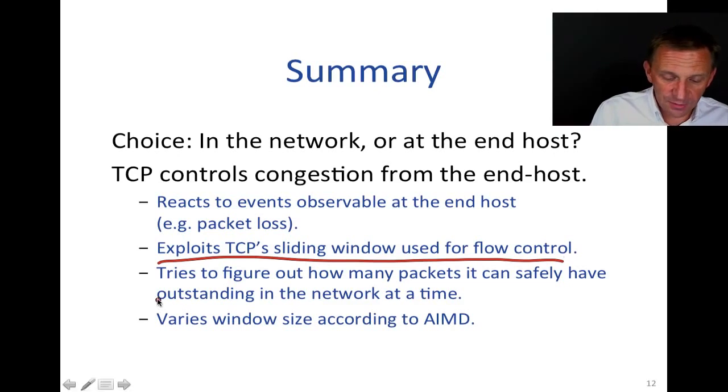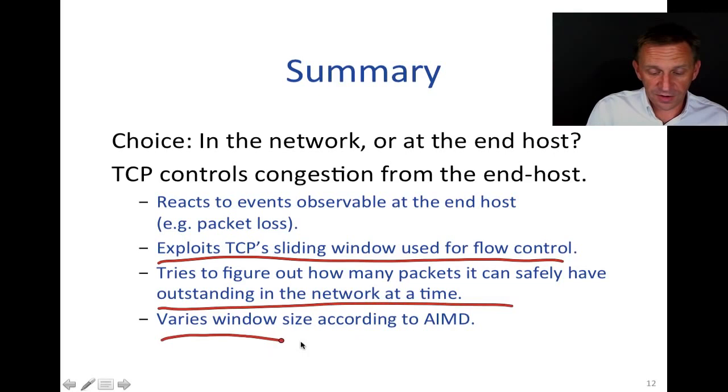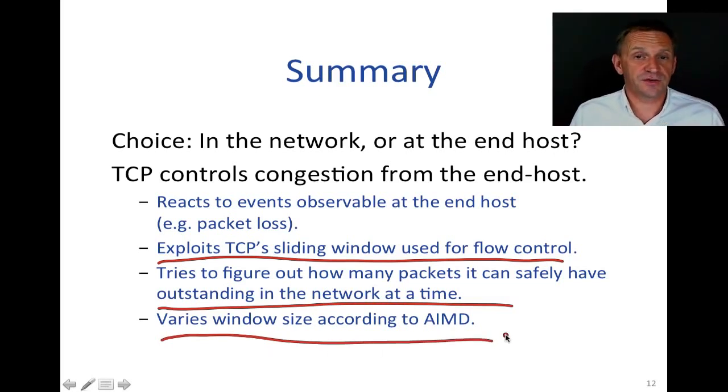It tries to figure out how many packets it can safely have outstanding in the network at a time, and it's going to vary that window size according to the additive increase, multiplicative decrease algorithm. And we're going to be studying that more in the next 2 videos.